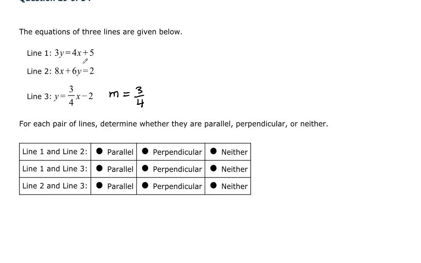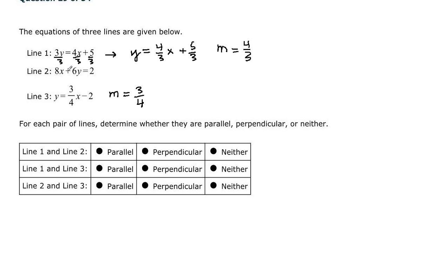And then these two we can put in slope-intercept form. So this one divide through by 3. So that will give you y equals 4/3 x plus 5/3. So there your slope is 4/3, the coefficient of x.